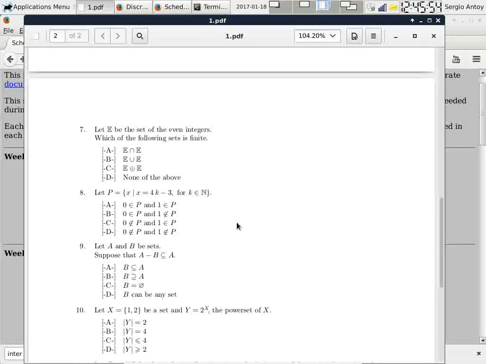What is P? What are the elements of P? Who wants to tell me a few elements of P? All right, so you write the elements of P and you decide which of those conditions is true. I don't want to give away all of them. I just want to point you in the right direction.